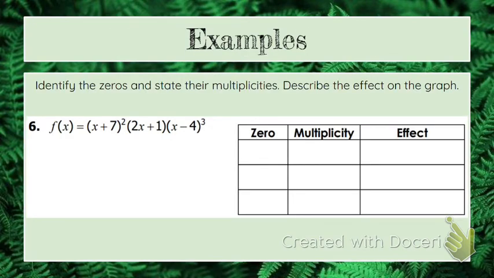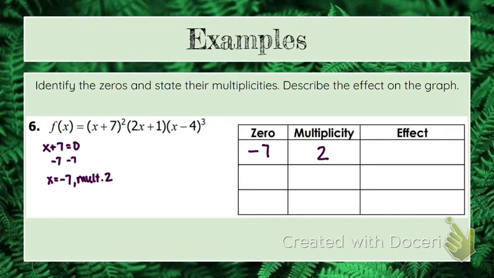So let's do an example that doesn't even have a graph with it, okay? We are going to identify the zeros and state their multiplicities. So let's take it one section at a time. This is already in factored form for us, so that is fantastic. So let's take this section first. We're going to have x plus 7 equals 0. So we'll subtract 7 from both sides and we get x equals negative 7. And it has a multiplicity of 2 because the exponent is a 2. So let's go ahead and fill that in over here. We have negative 7 with a multiplicity of 2. And we'll deal with the effects in a minute.